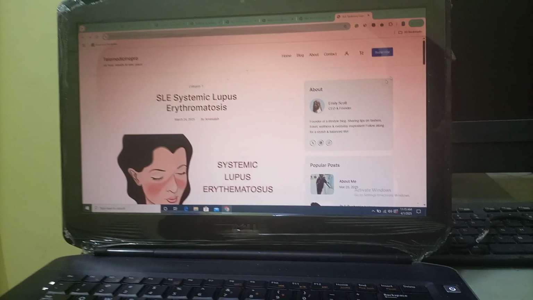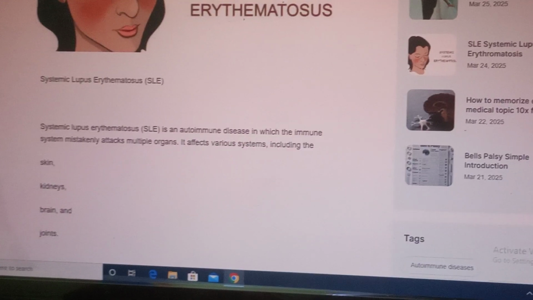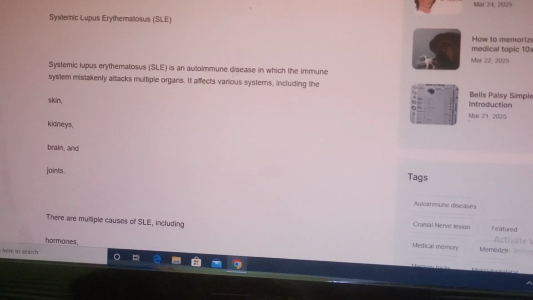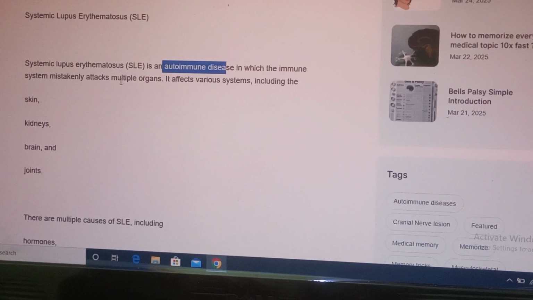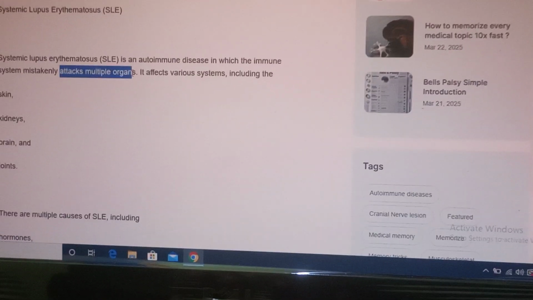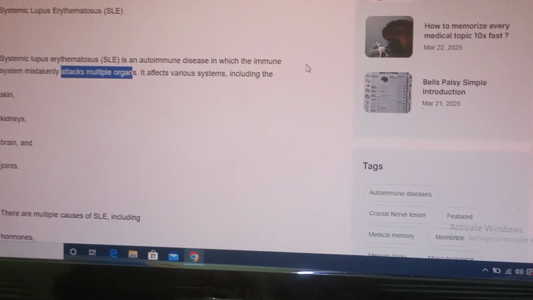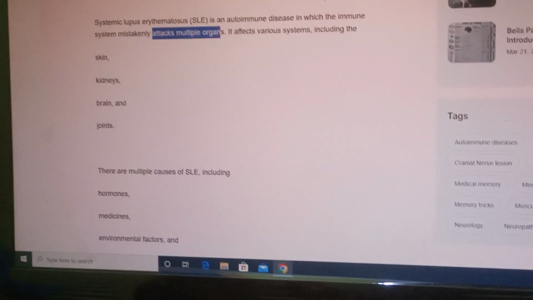So now we are going to look at the topic that is SLE, systemic lupus erythematosus. The word SLE, systemic lupus erythematosus, is an autoimmune disease. This is an autoimmune condition in which the immune system attacks its own organs, multiple organs, that leads to various systemic involvement, like skin is involved, kidneys are involved, brain, joints are involved, and that leads to a problematic condition that is known as SLE, systemic lupus erythematosus.